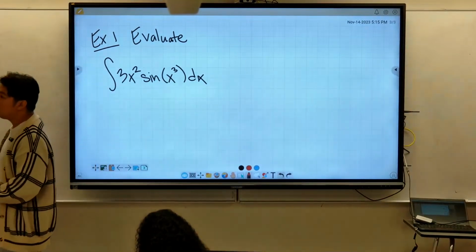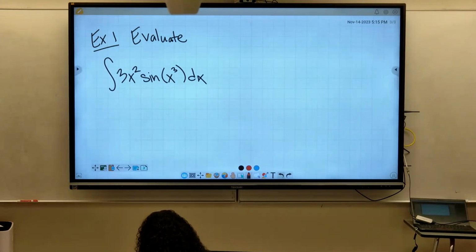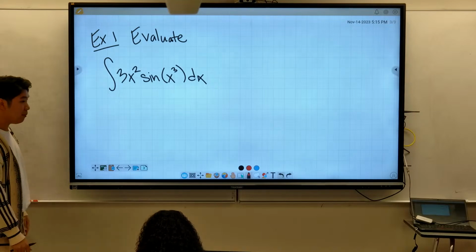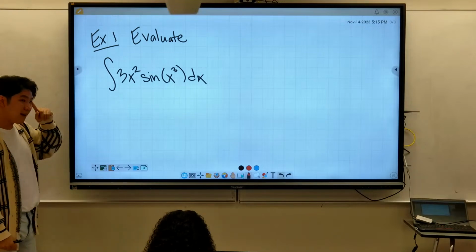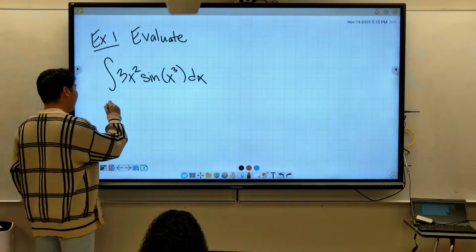So do I see a smaller function on the inside, but also see its derivative in the function somewhere? So there's something here where I see it and I also see that the derivative is in the problem as well. Yeah. So what do you think I'm talking about?